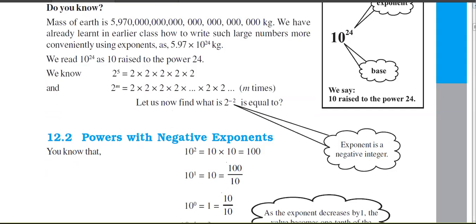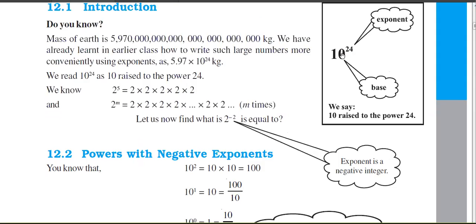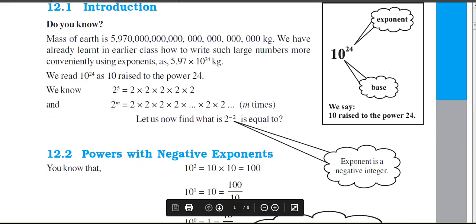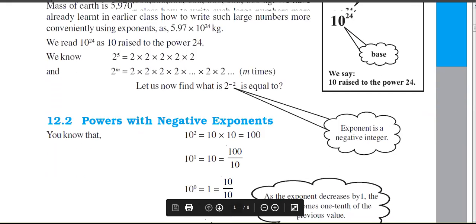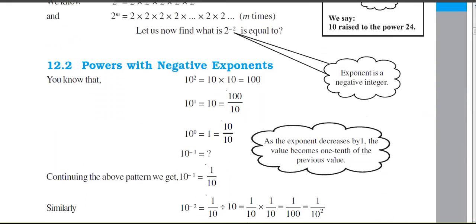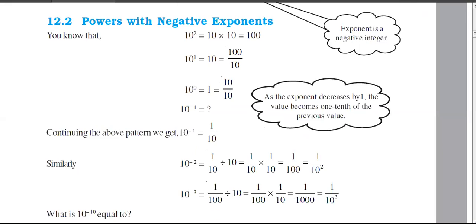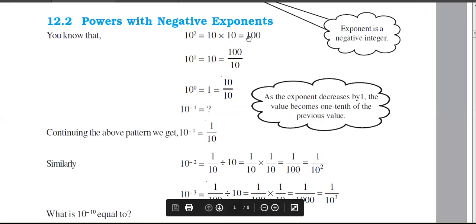Beforehand, let us remind once again that when you represent this number 10 raised to the power 24, this 24 is called the exponent and this 10 is called the base. And we say 10 raised to the power 24. Base, exponent, just remember. Now we will start with the new topic, powers with negative exponents, because this was not covered in class 7. So we will cover it in class 8.